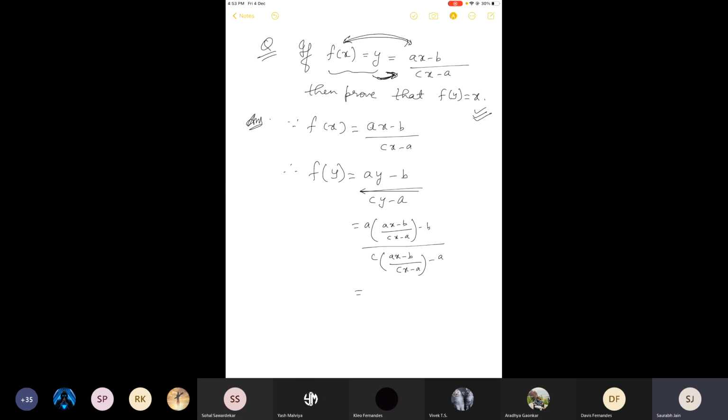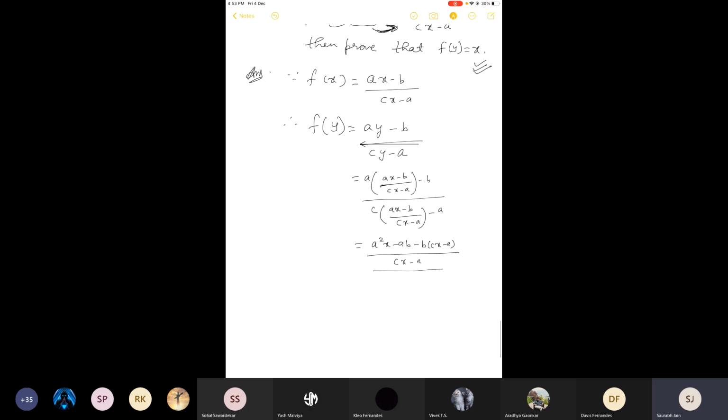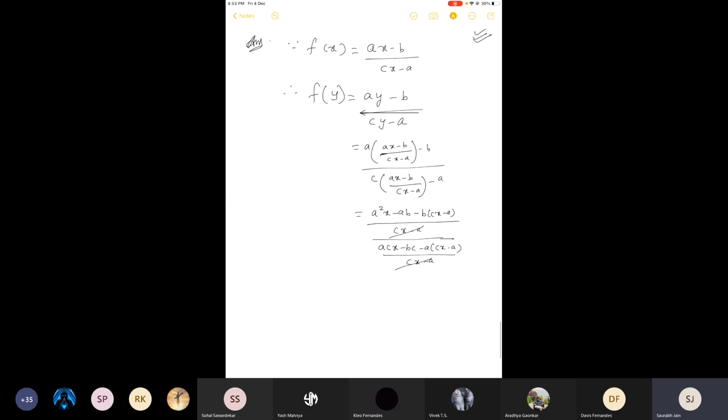Let us simplify. Let us multiply a first, so this will be a square x minus ab. Then you multiply b with (cx minus a). I'm taking LCM, nothing else, just the basic LCM and multiplication. This is (acx minus b into c minus a into cx minus a) upon (cx minus a). This gets cancelled. Now the numerator: a square x minus ab minus b into c into x plus ab. Denominator: acx minus b into c minus a into cx plus a square.